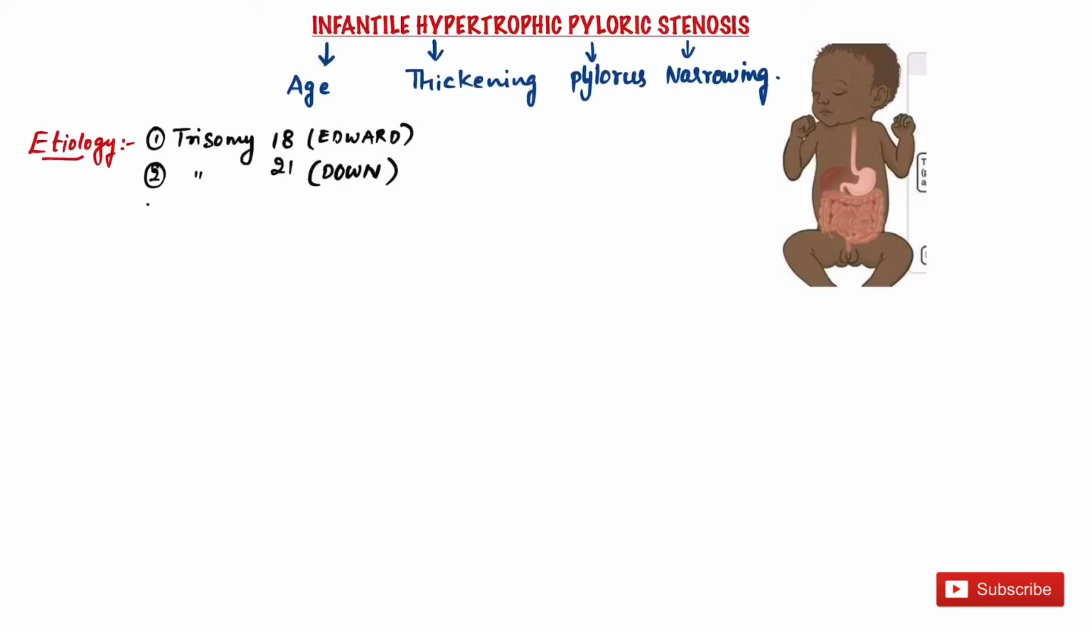And the third one is an associated drug, that is erythromycin. This drug is given to children in the first 2 weeks of life who have infections. So if the child has been exposed to this drug in the first 2 weeks of life, there is a chance of infantile hypertrophic pyloric stenosis occurring.